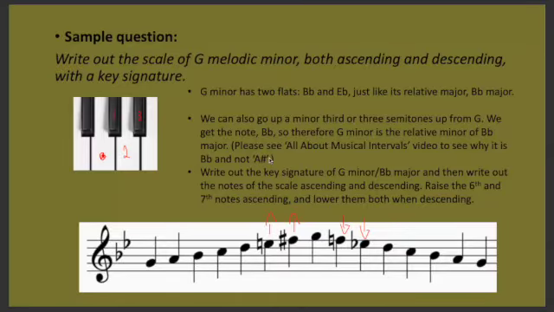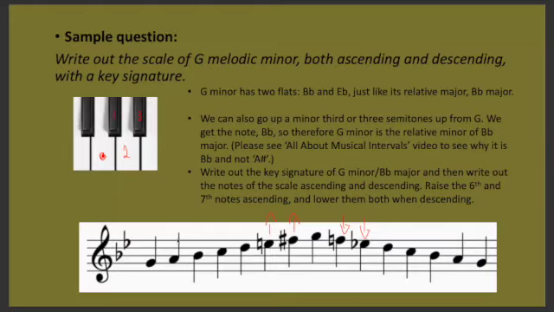Please see the all about musical intervals video to see why it is B flat and not A sharp. Again, similar to the previous question. Write out the key signature of G minor / B flat major, and then write out the notes of the scale ascending and descending. Raise the 6th and 7th notes ascending and lower them both when descending.